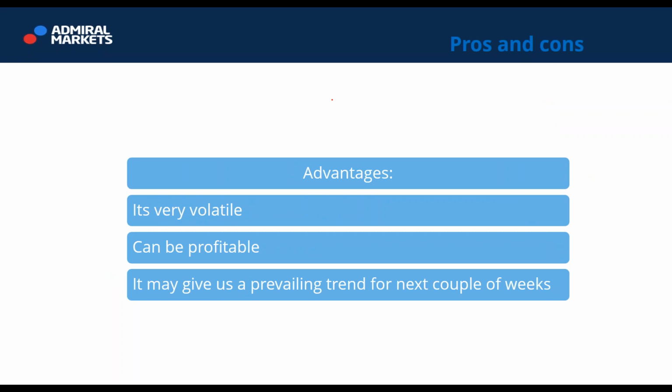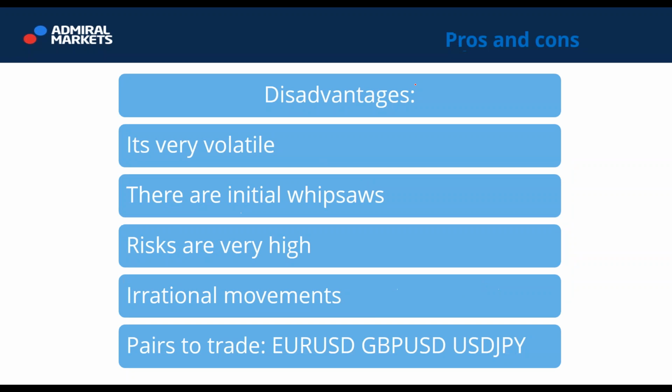Advantages of NFP. It's very volatile. It can be profitable, but it also can give you a prevailing trend that we can use for the next couple of weeks. Disadvantages: it's volatile. It's both an advantage and a disadvantage. There are initial whipsaws. Risks are very high. Also, guys, for all of you who never witnessed any NFP report, it can give you some irrational movements.